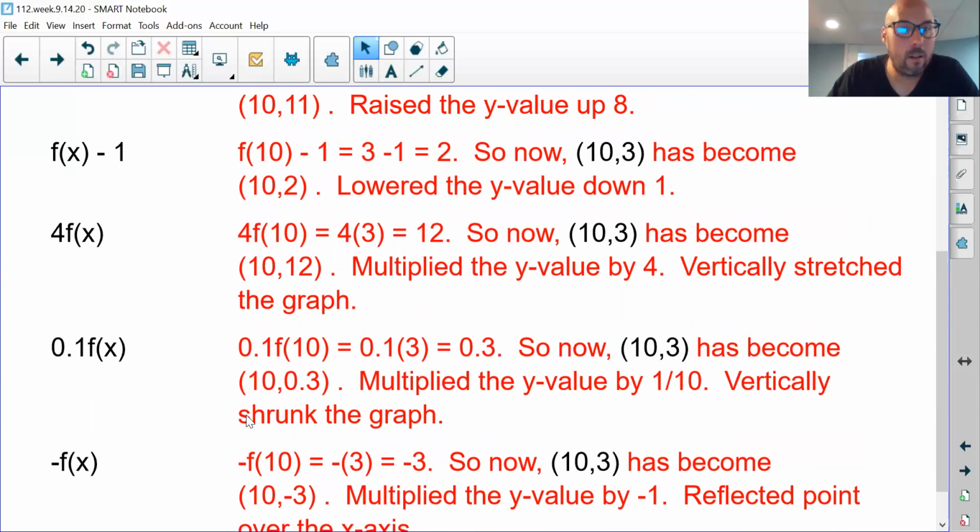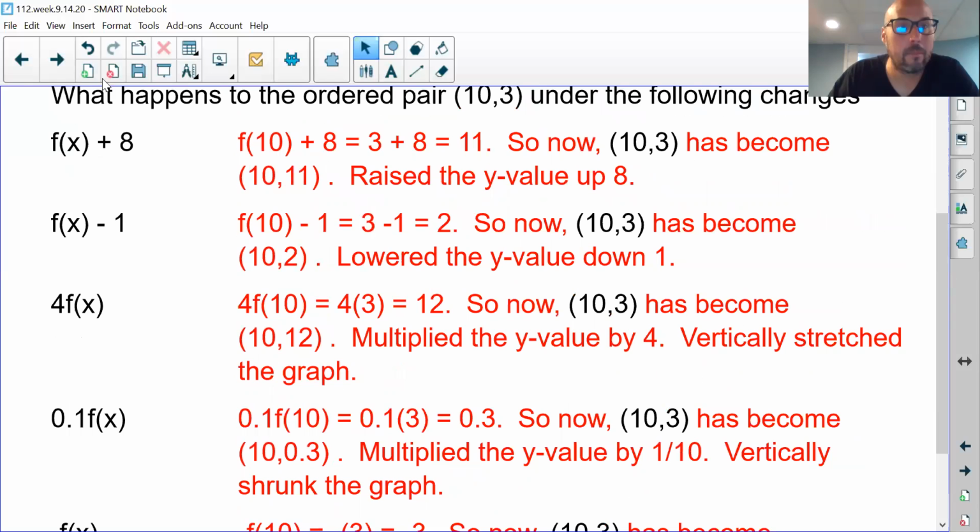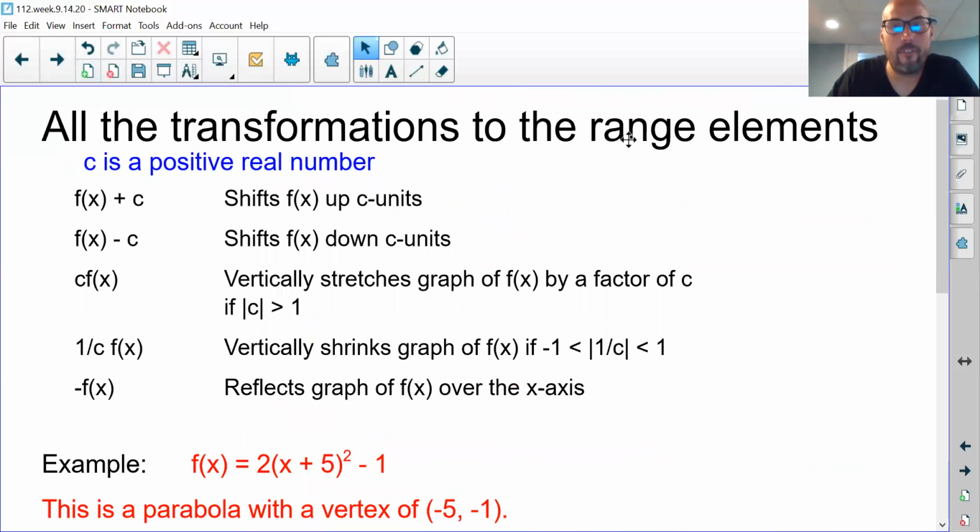Now, what do all 5 of these have in common? They only affect the range. They affect the y values. So here are the general guidelines for changes to the range only, the y values only.